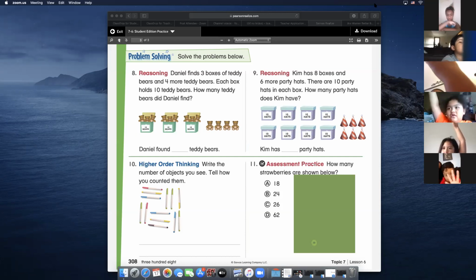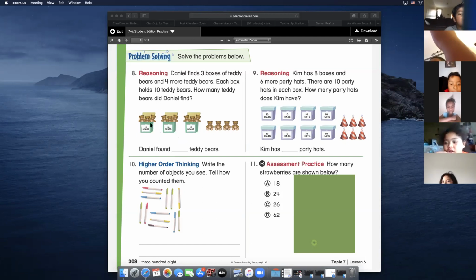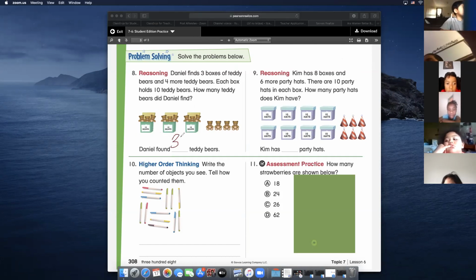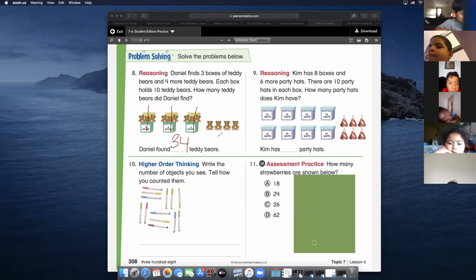All right, go ahead, Angel. 34. Should be 34. We should have gotten 34. If you got 34 when you counted, raise your hand. Now remember, when you count these, you have to count by tens. So this one was 10, 20, 30, and then you added 4, 31, 32, 33, 34. So that's how you were able to get the answer of 34.